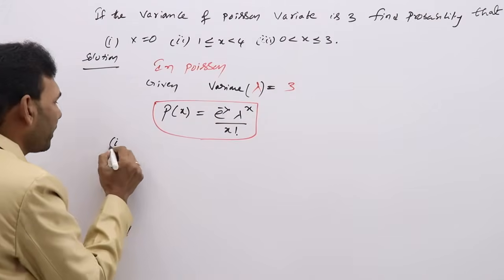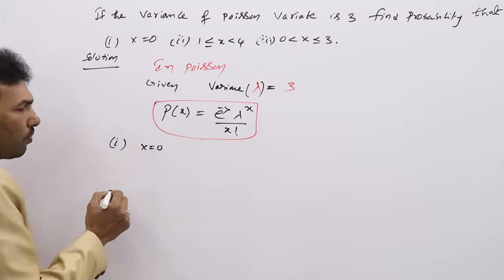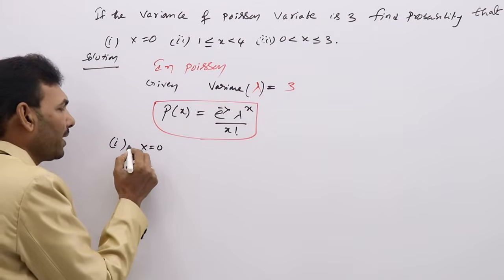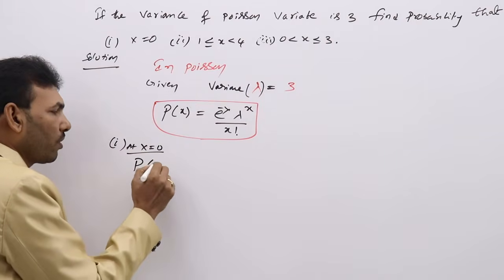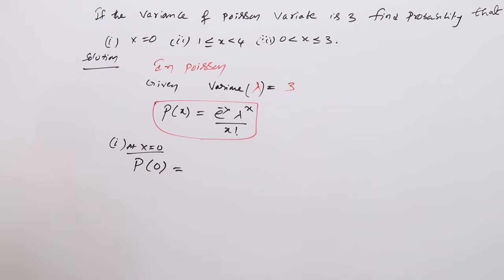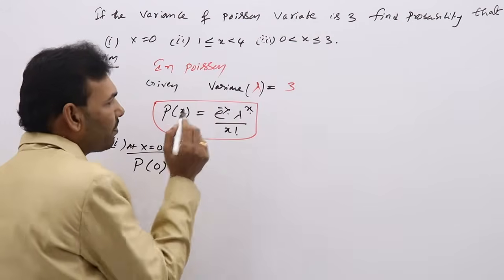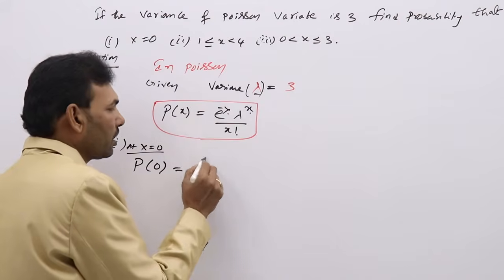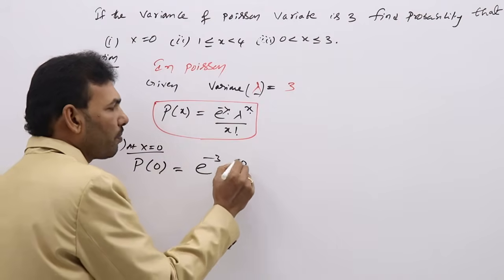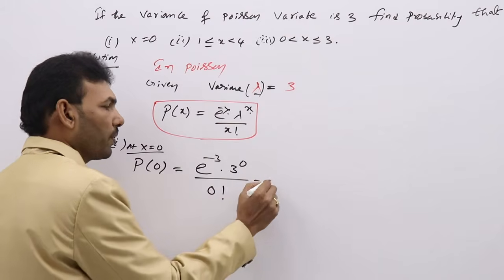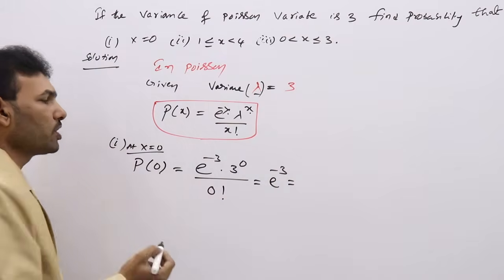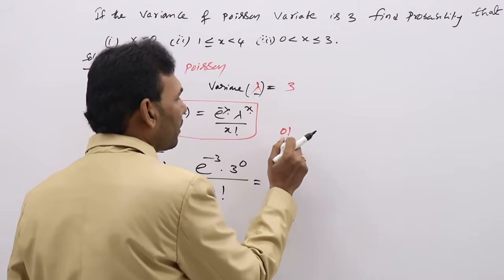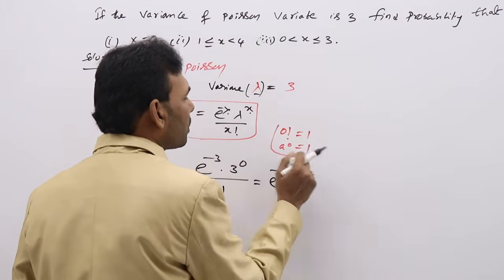Now coming to our first bit, find the probability that x equal to 0. That means we need to calculate probability at x equal to 0. In this formula, write 0 in the place of x and 3 in the place of lambda. So what will you get? e power minus 3 into 3 power 0 by 0 factorial. That is e power minus 3, because 3 power 0 is 1 and 0 factorial is 1. Anything power 0 is also 1.